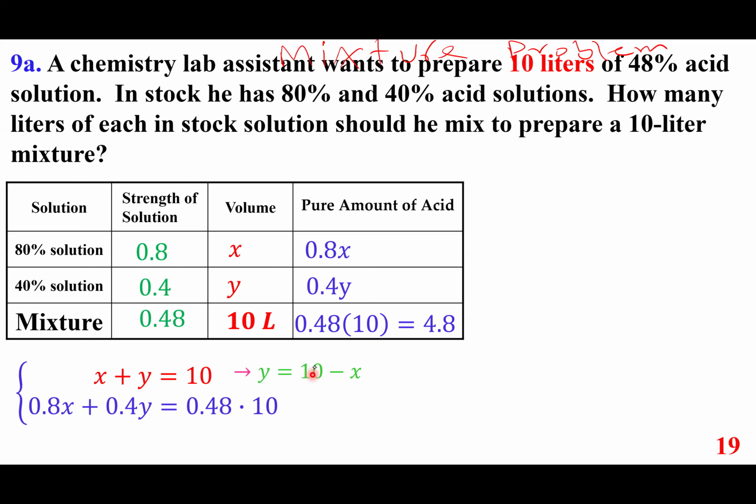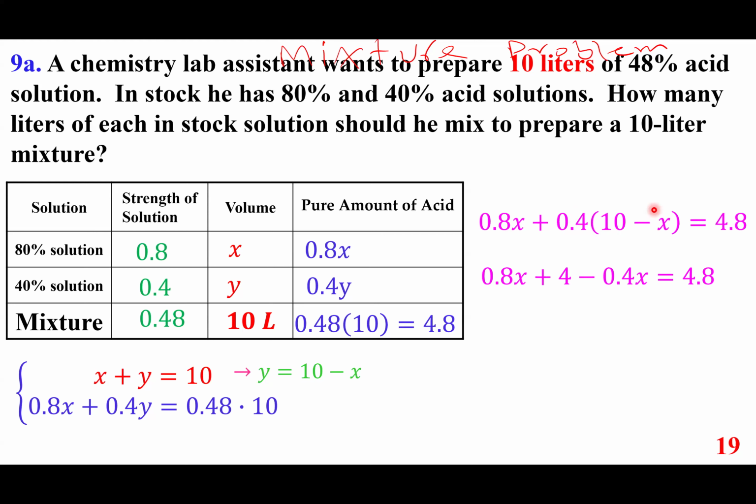So 0.8 times x plus 0.4 times y, which is going to be 10 minus x, equals 4.8. So this remains, the 10 times 0.4 becomes 4. This is minus 0.4x, and the right side doesn't change.